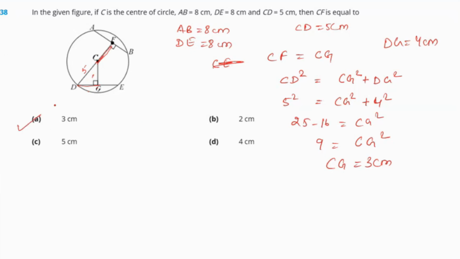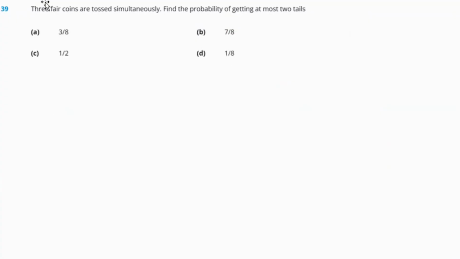So the answer for this question needs to be 3 centimeter. Next, now the 3 fair coins are tossed. Find the probability of getting at most 2 tails.